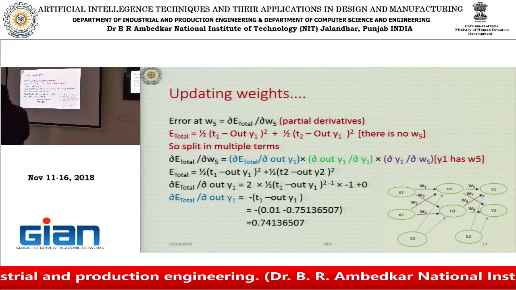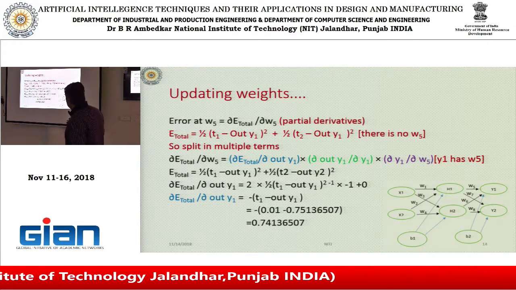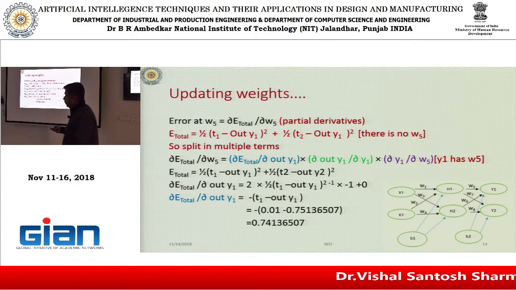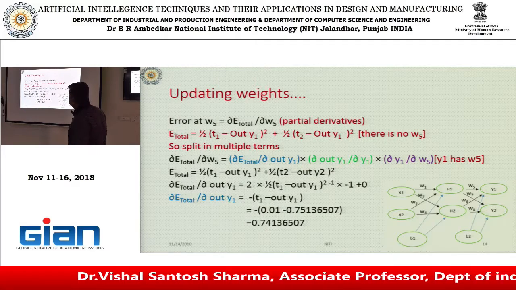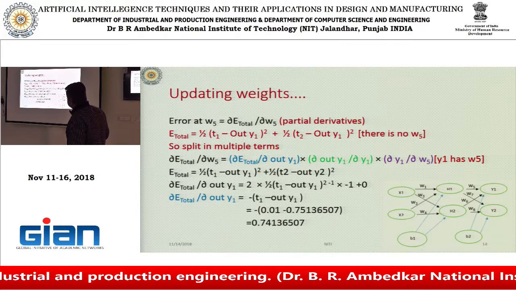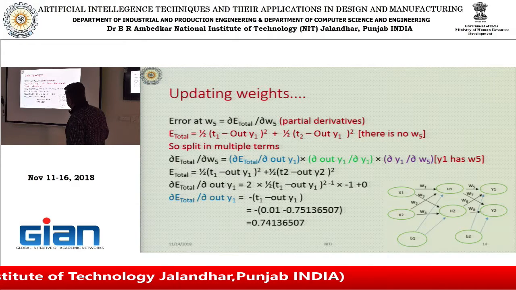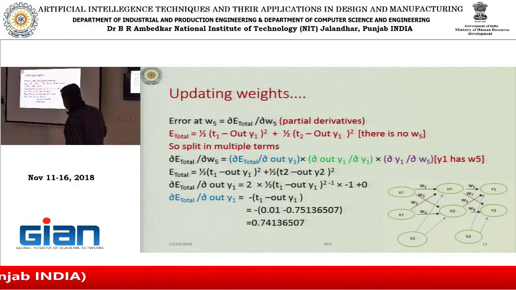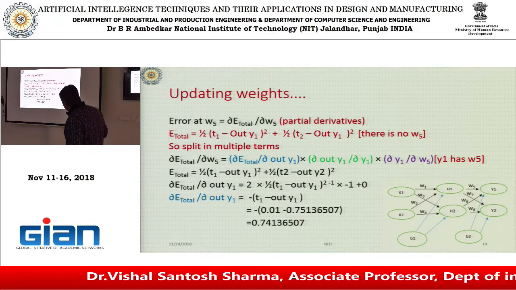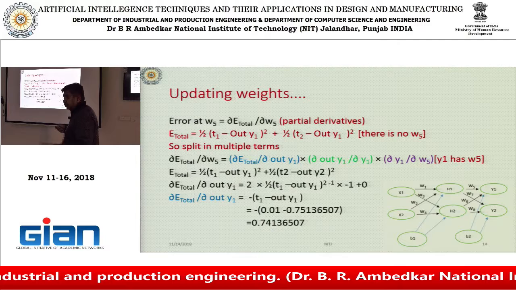Now I have to update the weights. In order to update the weights, first I want to update the weight W5. To update this weight, I will be using partial derivatives: del E by del W5, the total error with respect to W5. The total error is here, so I have to distribute it everywhere: W5, W7, W6. I have to distribute that error.